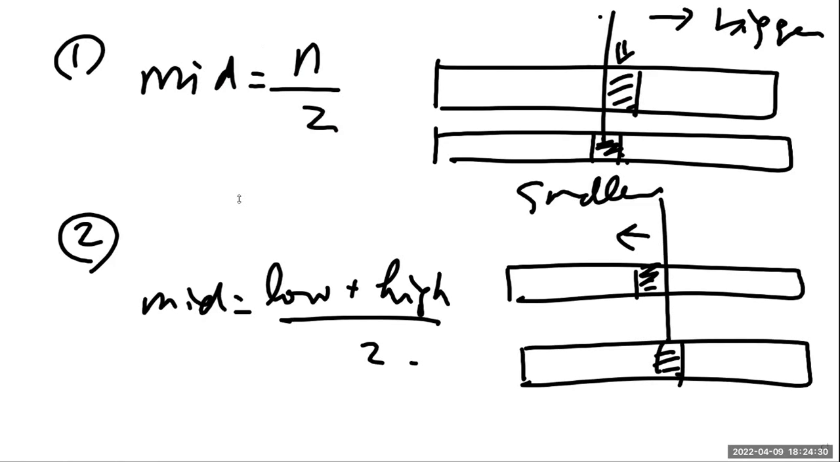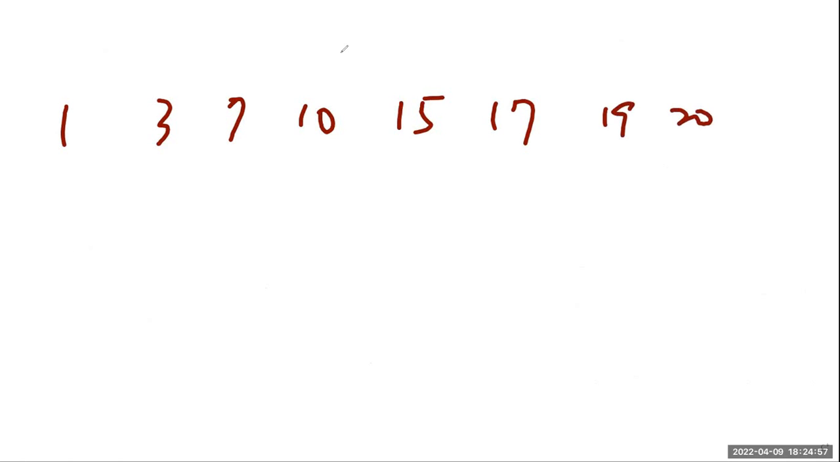Yeah, I'm good. Okay, so remember these are two systems for calculating the middle value. Now we are going to do binary search. Let's assume that we have a set of numbers: 1, 3, 7, 10, 15, 17, 19, and 20. We have 8 elements, and we are trying to see if 3 is in there or not. This 3 we call the key. We need to return the index of this key.